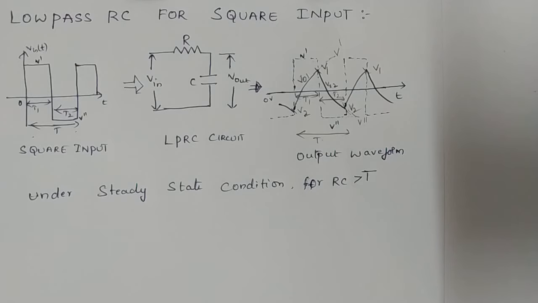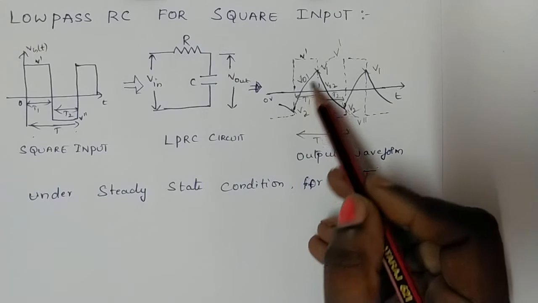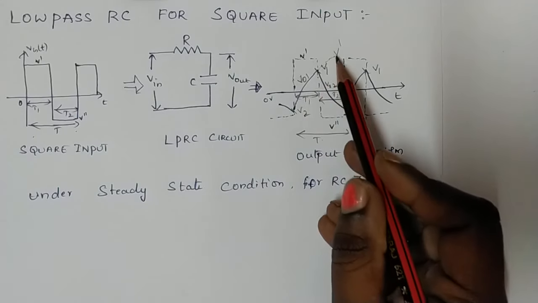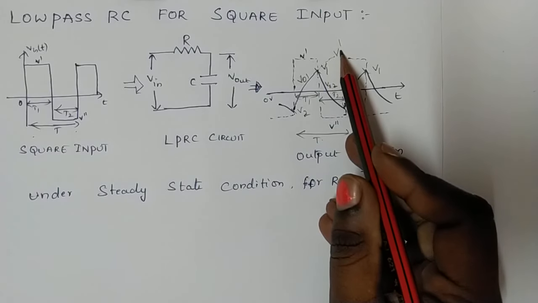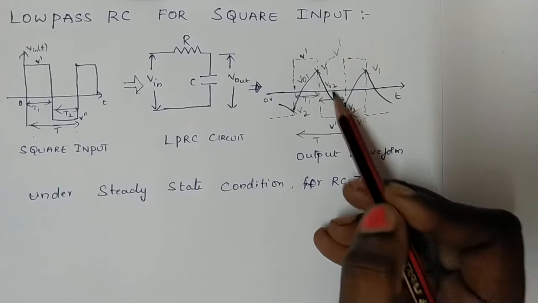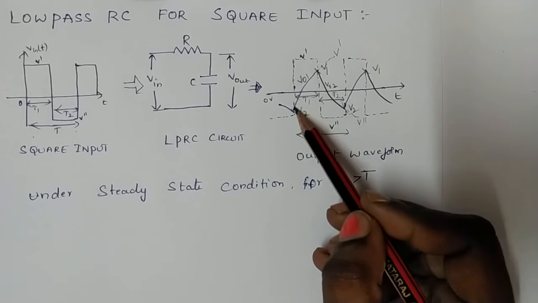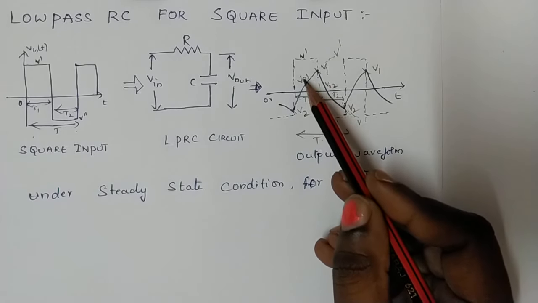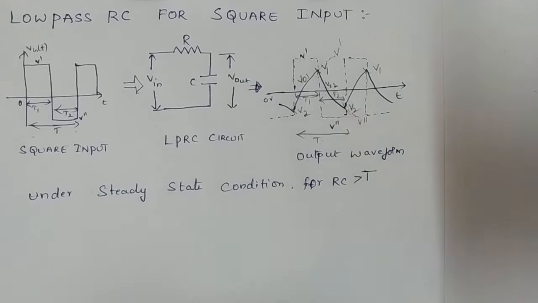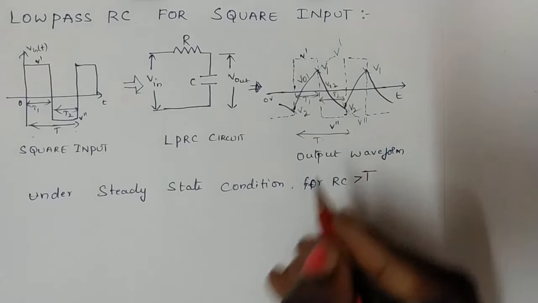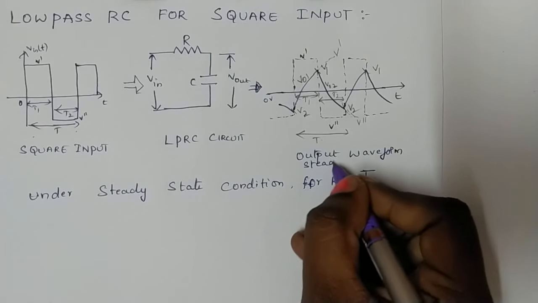In the output waveform, the actual square wave is not appearing at the output. It appears as charging and discharging, but it is not completely charged. It is charged up to V1, and it has to reach V dash, but it is charged only up to V1. Similarly, it is discharged up to V2, but it does not reach V double dash. This part of the waveform I am calling V01, and this part I am calling V02. This is the steady state output waveform.